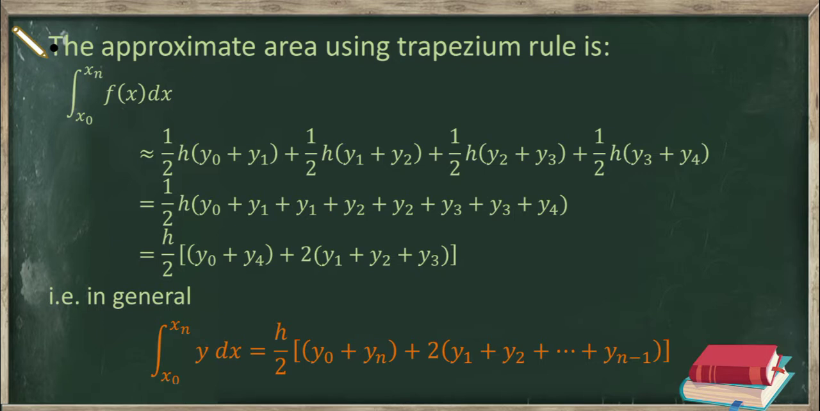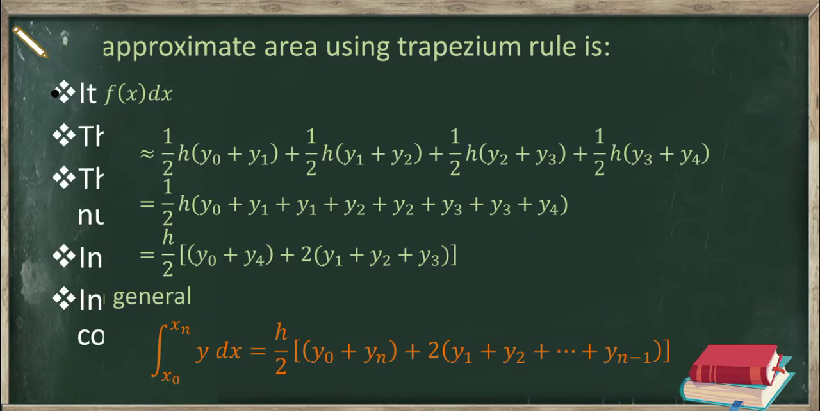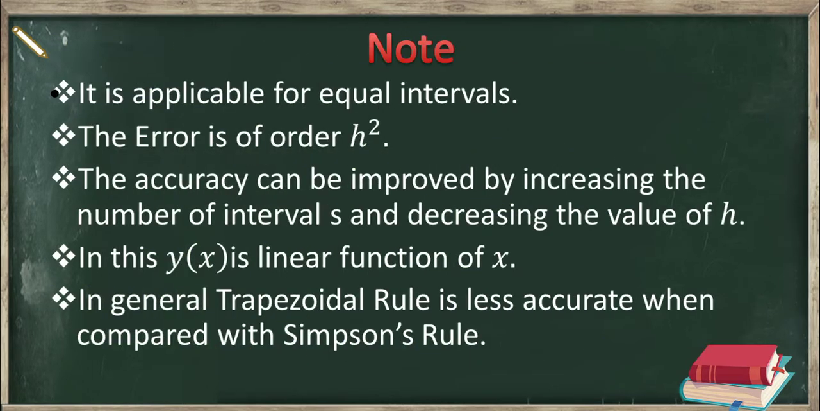Trapezoidal rule. The trapezoidal rule is: integration from x0 to xn of y dx is equal to h by 2 times y0 plus yn, the sum of the first and last ordinates, plus 2 into the sum of the remaining ordinates, that means y1 plus y2 up to yn minus 1. So this is the trapezoidal rule. See the notes.